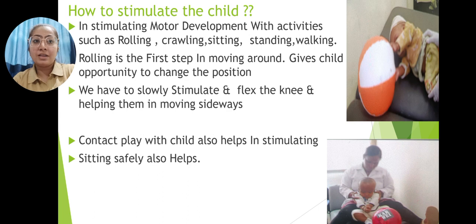Rolling is the first step in moving around, which gives the child an opportunity to change position. We have to slowly stimulate and flex the knee and help them in moving sideways. By contact play with the child, we can also stimulate. By giving different textures to the child, we can also stimulate. And by sitting safely, we can also help.